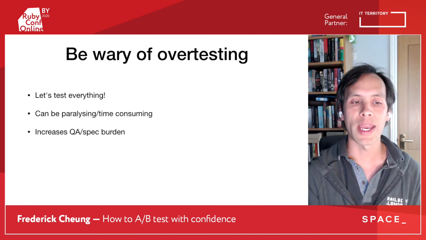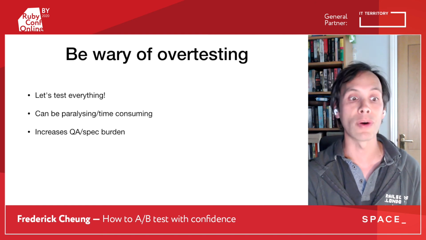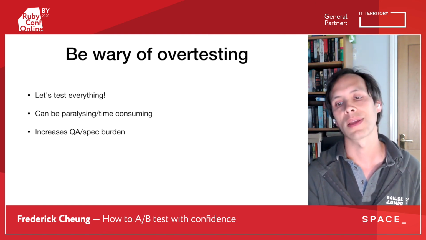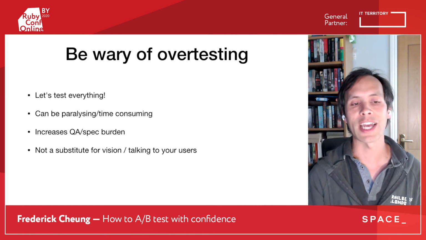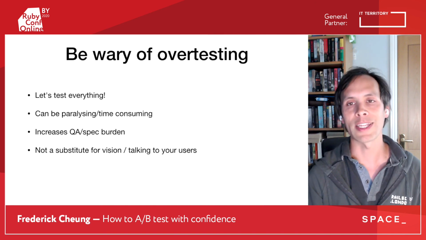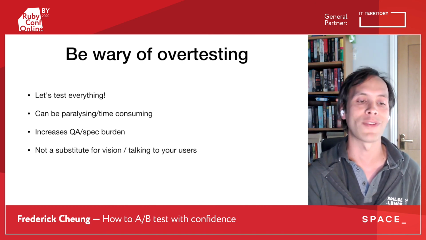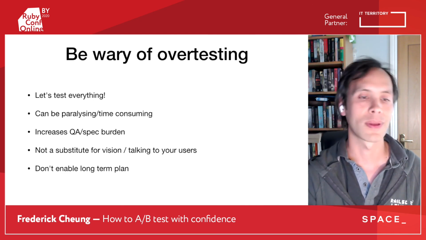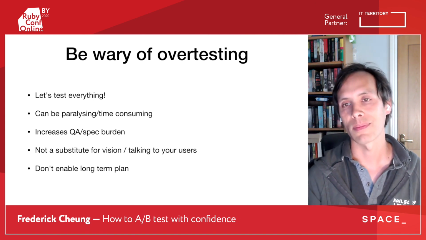They increase QA and spec burden. You have now 2 branches to test, and if you have multiple A/B tests running at the same time, that's more and more combinations. And lastly, they're not a substitute for vision. You need to understand where your product is going. The A/B test is not going to tell you this decision hurts you in the short term, but it's beneficial in the long term. You still need to understand your product for that. So yeah, they don't help long-term planning in the same way.